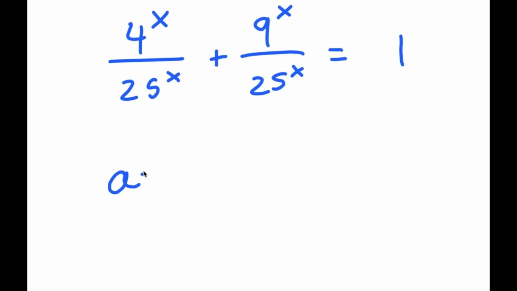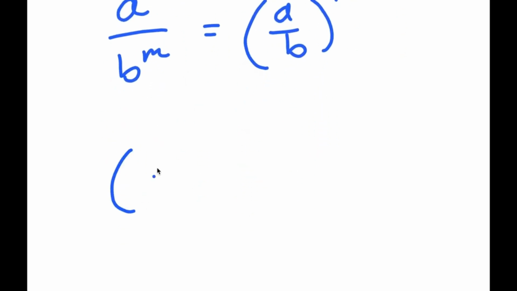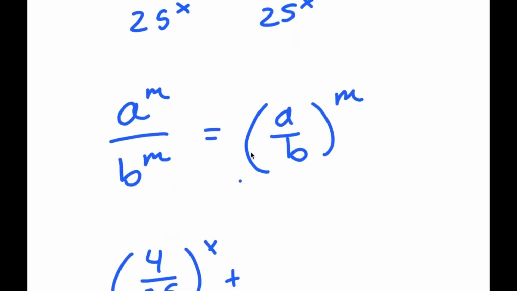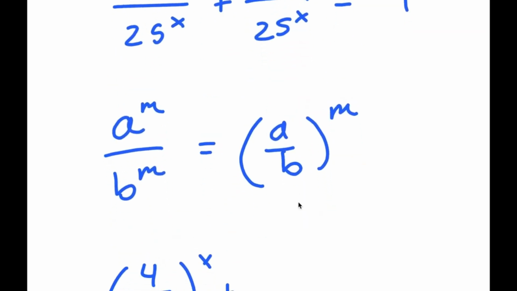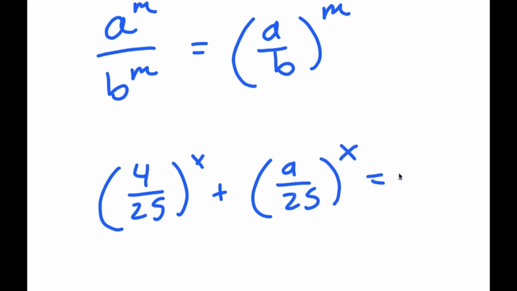Now if I have something in the form a to the power of m over b to the power of m, this is equal to a over b to the power of m. So 4 to the power of x over 25 to the power of x turns into 4 over 25 to the power of x. And 9 to the power of x over 25 to the power of x turns into 9 over 25 to the power of x.